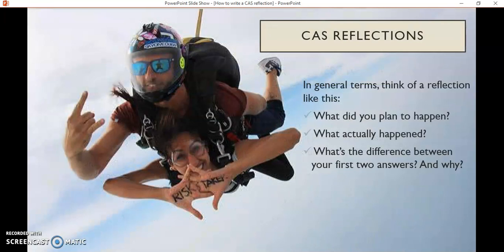In general terms, this is, I think, really useful to break down a reflection. Essentially, you want to say, what did you plan to happen? Firstly, describe it. What actually happened? And then think about what's the difference between the first two answers and why is there a difference? And that's really the key thing to a good CAS reflection. It's worth maybe asking this quite early on in the process to get an overview about what actually happened and what you wanted to happen. Was there a difference?